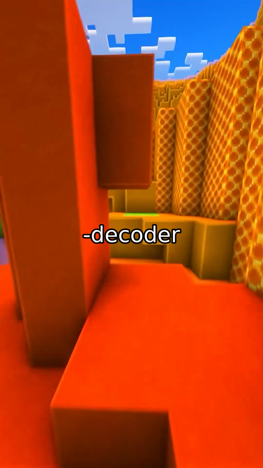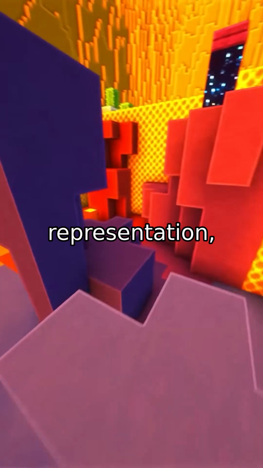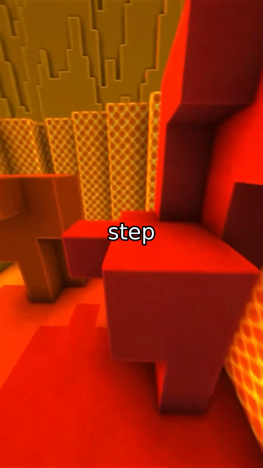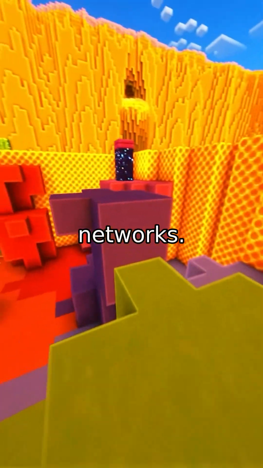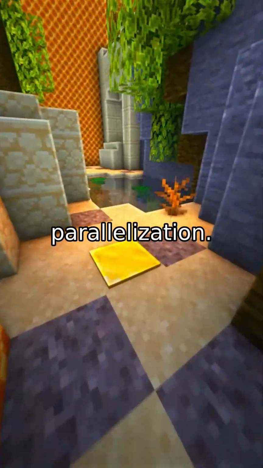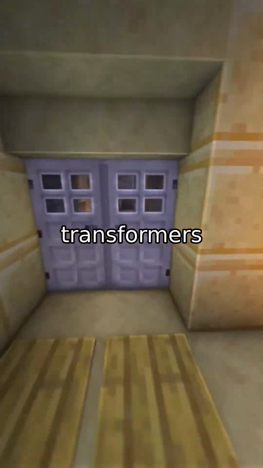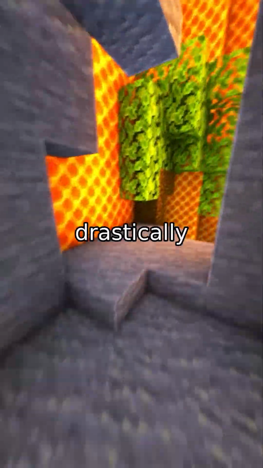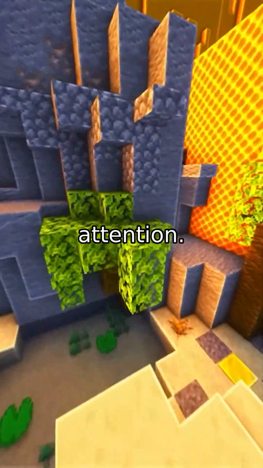Transformers use an encoder-decoder structure. The encoder processes input, building a rich contextual representation, while the decoder generates output step by step. Each has multiple layers of self-attention and feed-forward networks. The key innovation: parallelization. Unlike RNNs, which process words one at a time, transformers handle entire sequences at once, drastically speeding up training. Here's where it gets even more powerful: multi-head attention.